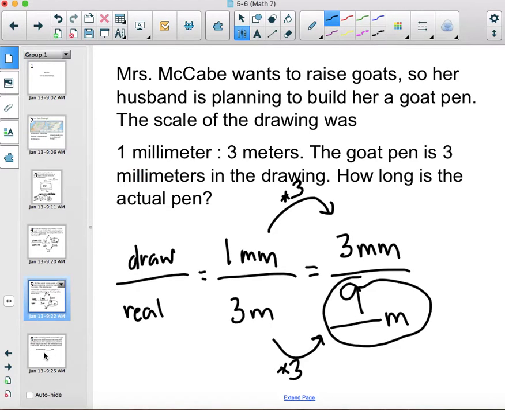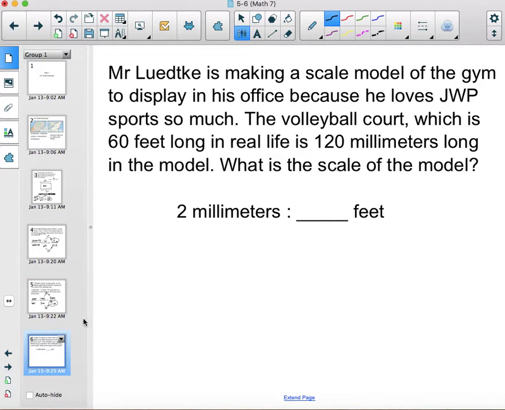Okay, and our final example is Mr. Lickey is making a scale model of the gym to display in his office because he loves JWP Sports so much. Okay, he also really loves making models. Okay, he's a former math teacher. He likes to combine all of the different things. So he's going to make a scale model of the gym to have on display, it's a hobby, gives him something to do when he's not stressing about COVID.